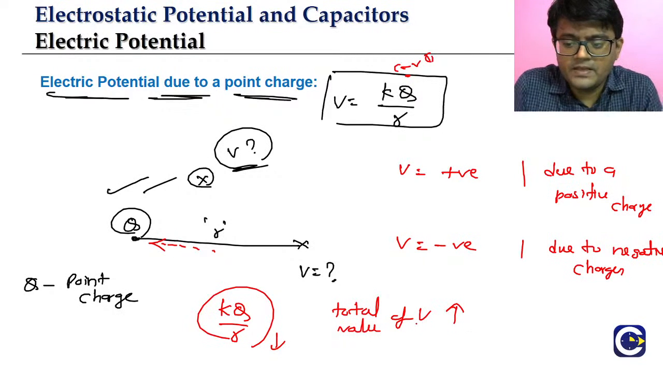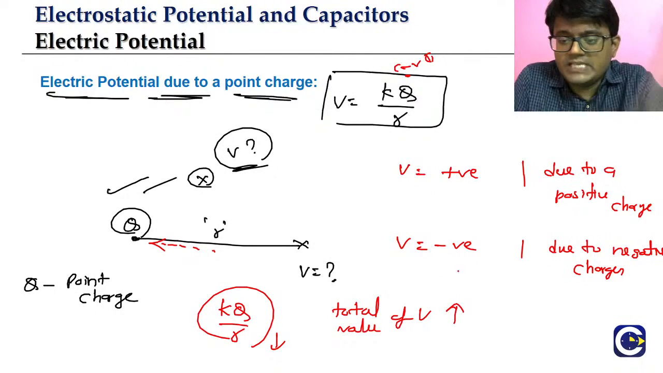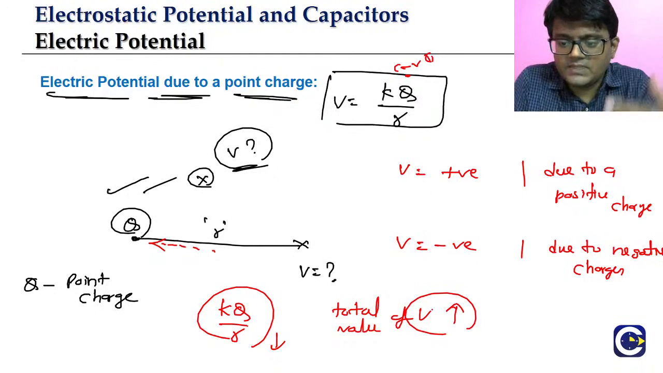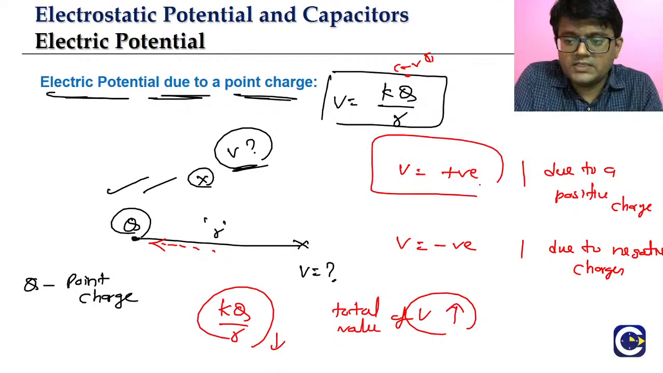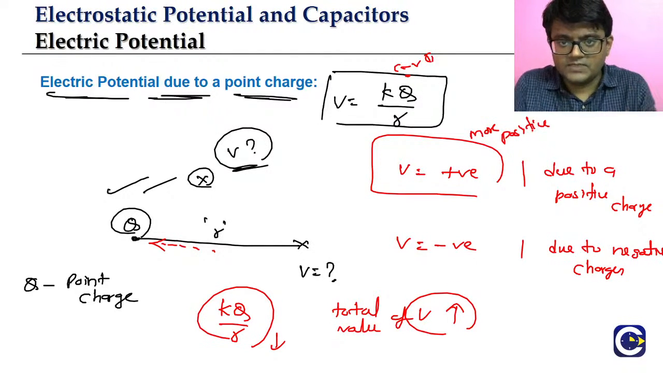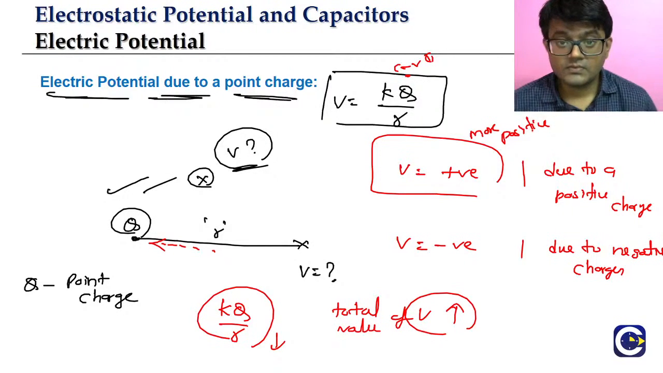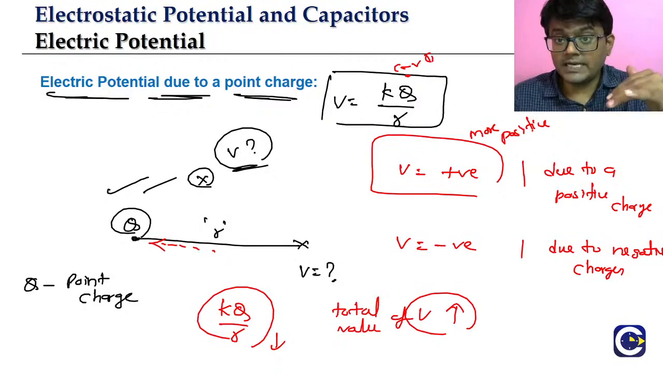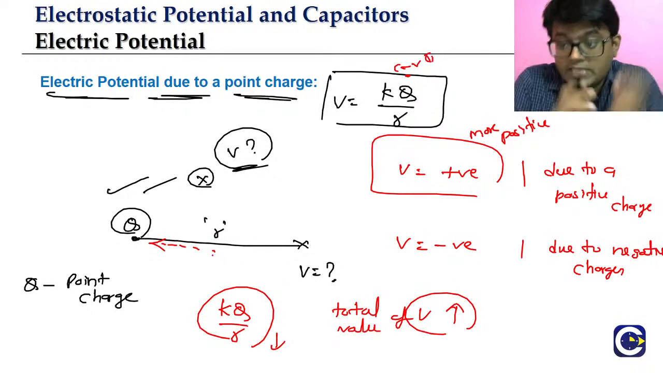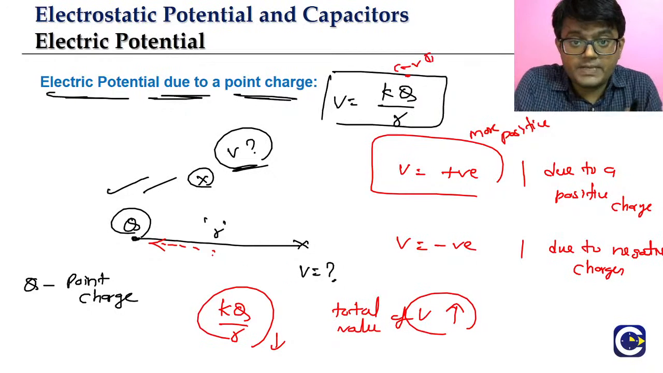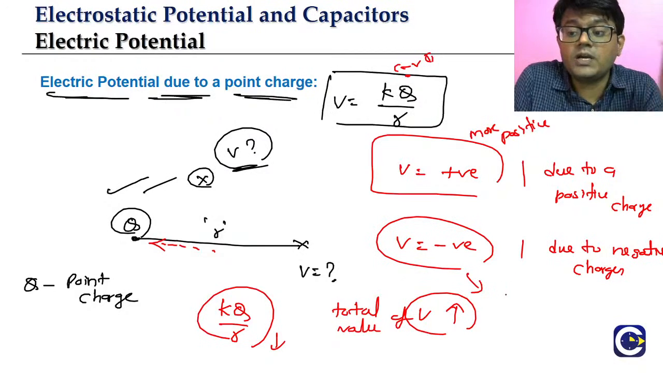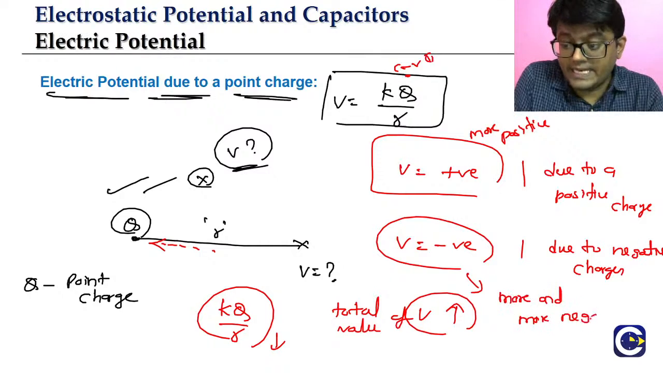Then what will happen? If the value is increasing and the potential is positive, it becomes more positive. Right? If we go closer to a positive charge, what is going to happen? The potential is going to become more and more positive. Another possibility: if we go closer to a negative charge, there also the potential value will increase, but it is negative. So the potential is going to become more and more negative.